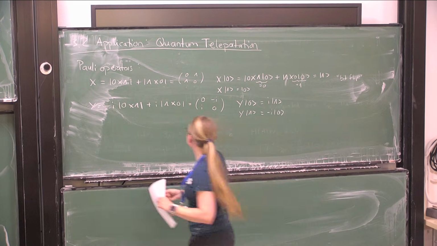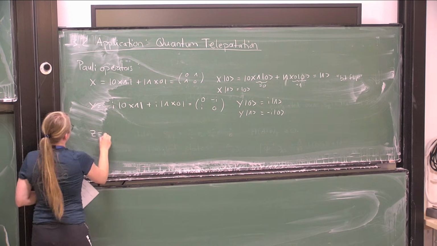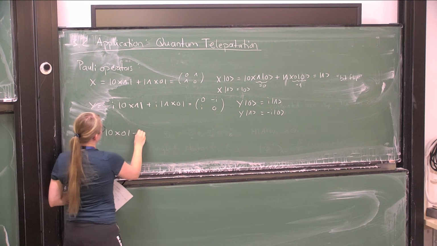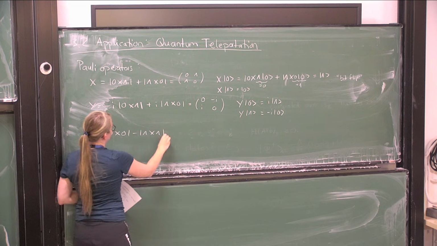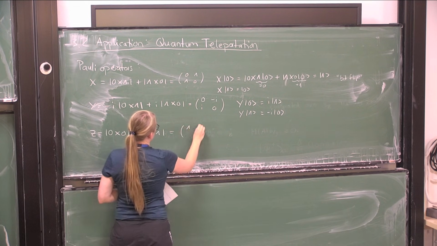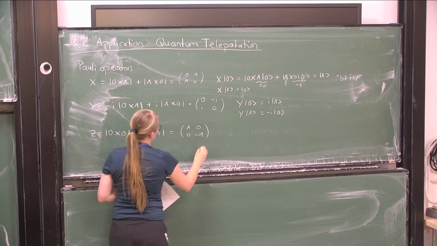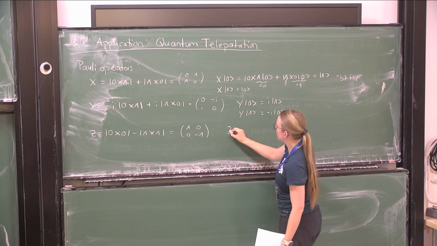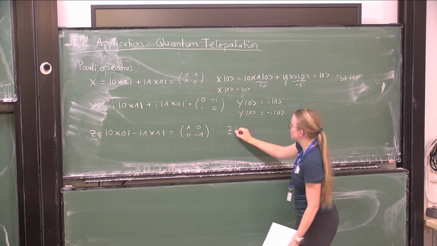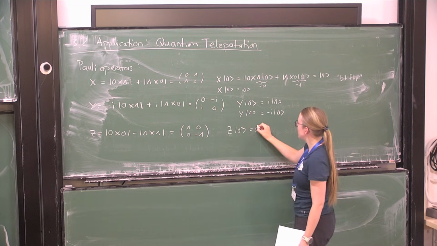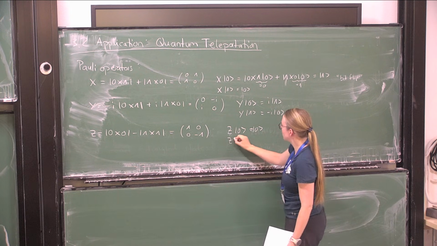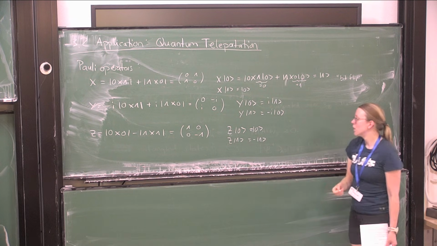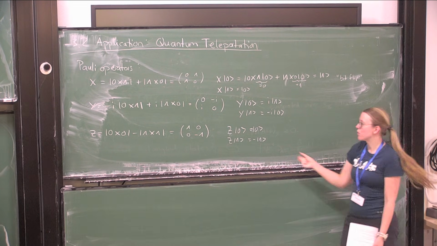And the last one is the Z operator, which is 0, 0, 0, minus 1, that is 1, 0, 0, minus 1. And if I apply it to the 0 and the 1 state, for the 0 state, I just get the 0 state back. For the 1 state, I get minus the 1 state. So you see 0 and 1 are the eigenstates of the Z operator.